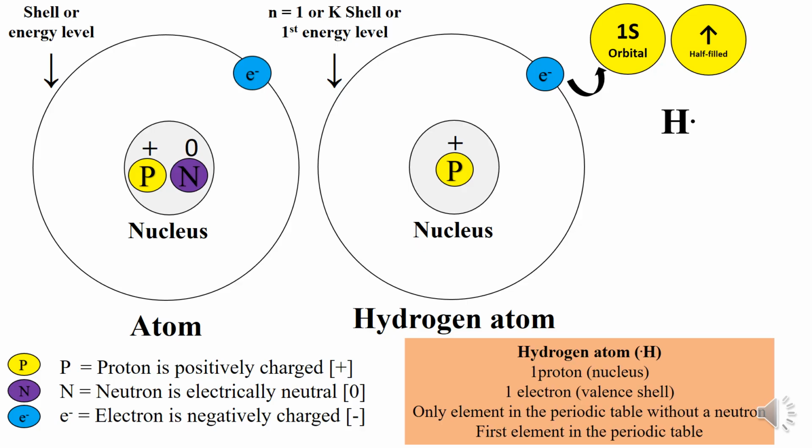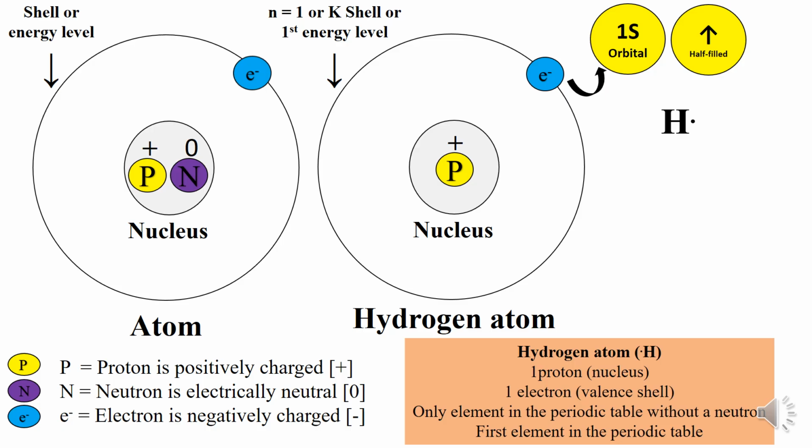Now the hydrogen atom is represented by the symbol H followed by a dot, where H represents the hydrogen atom, the symbol, while the dot represents the electron that is present in the first energy level or the outermost valence shell of the hydrogen atom.